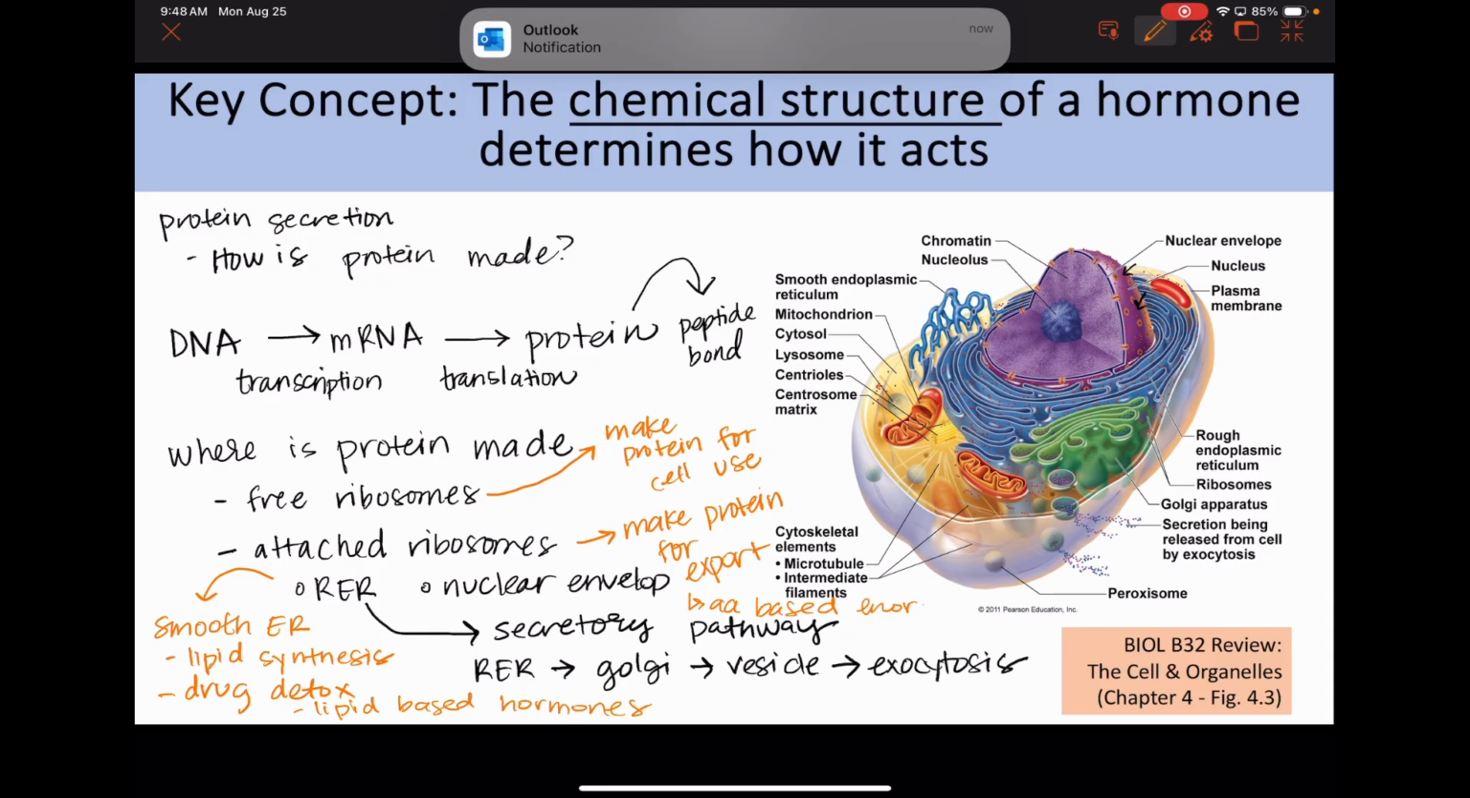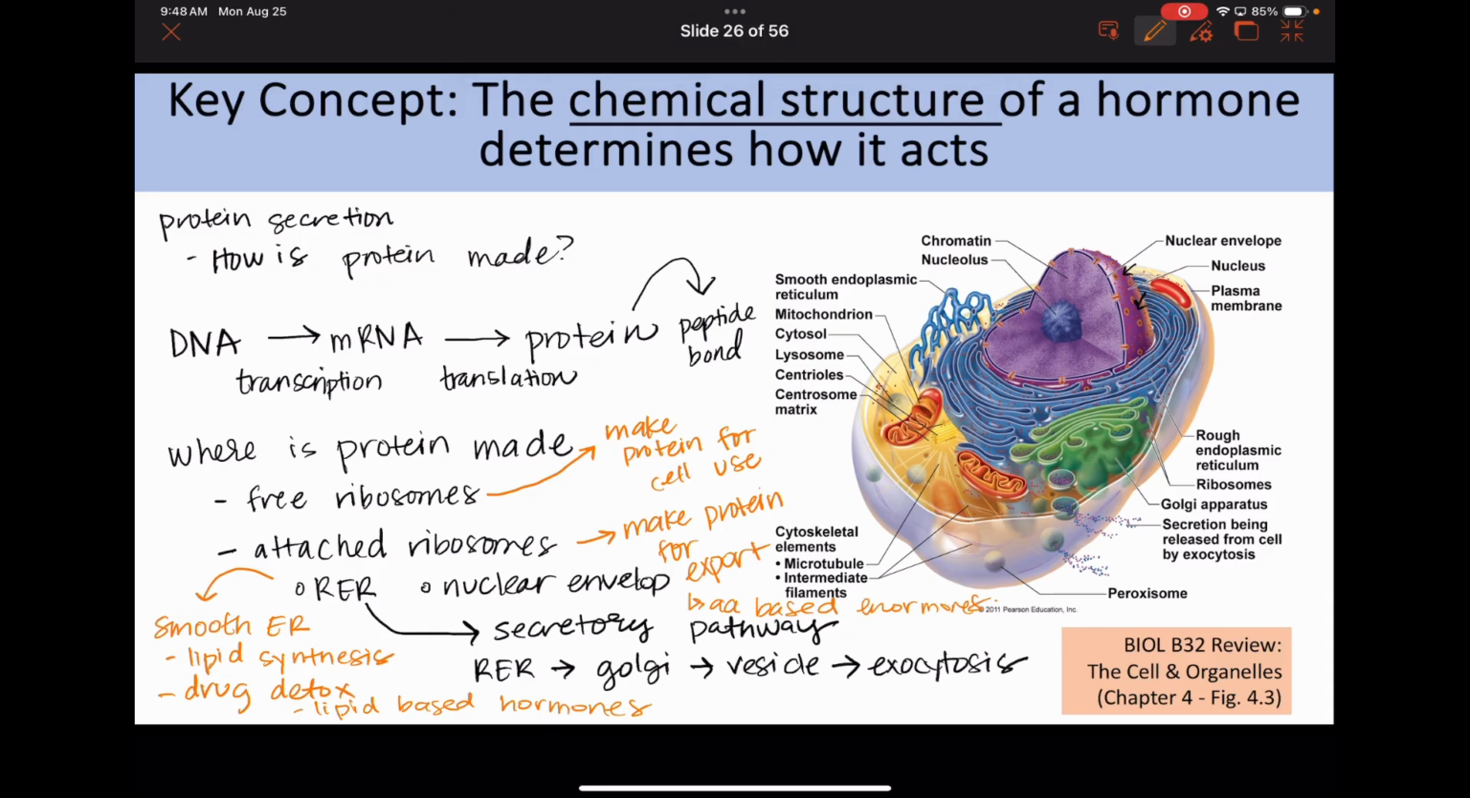I'm running out of room over here. Any questions on cell review? I see people still writing, so I'll wait to go to the next slide.